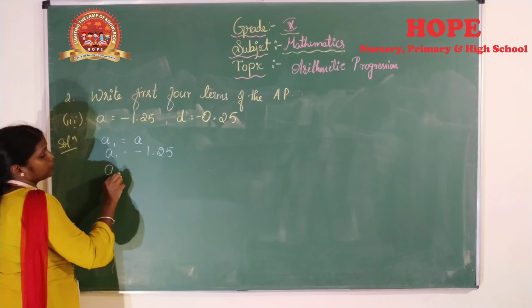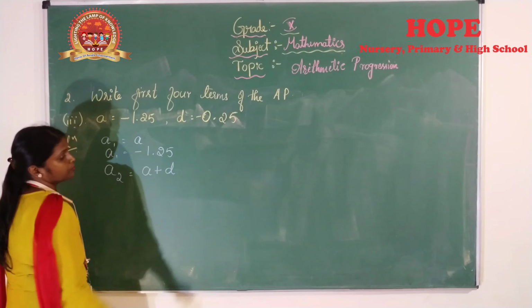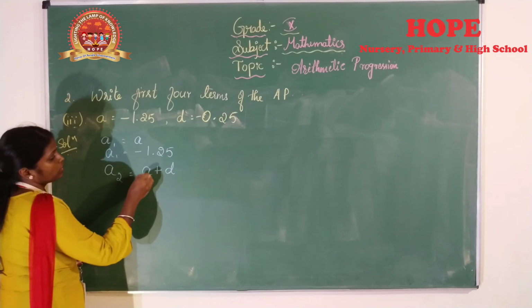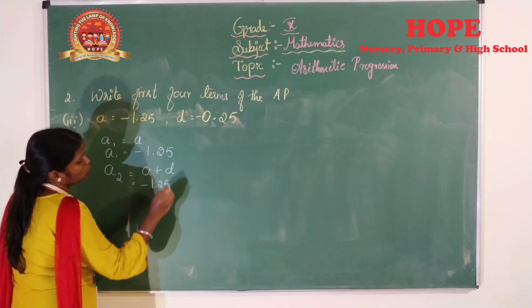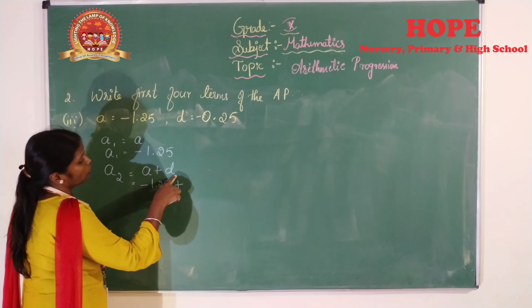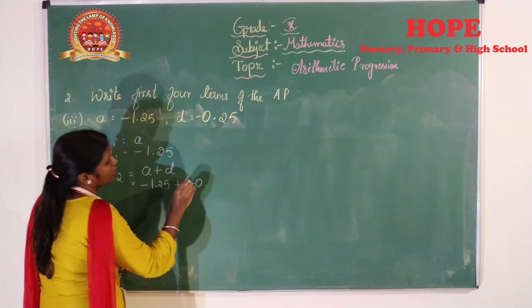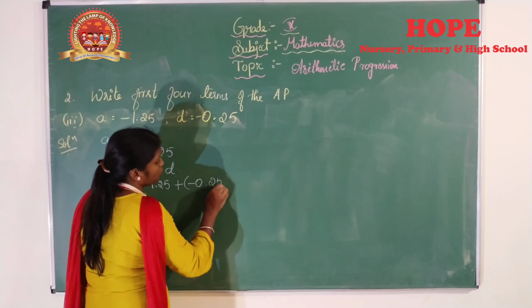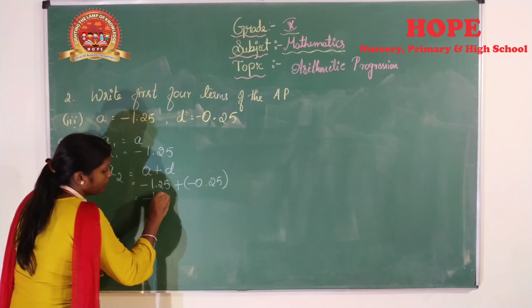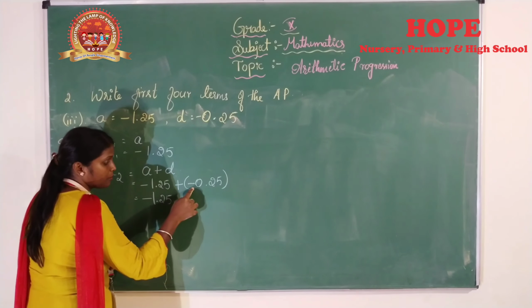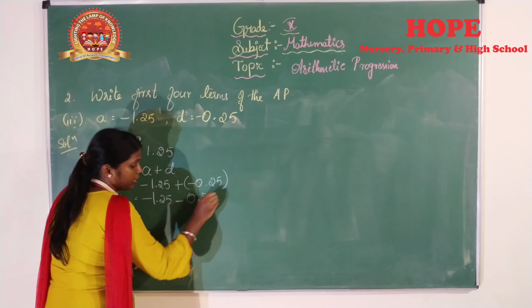Now A2. A2 is equal to A plus D. What is the value of A? Minus 1.25 plus the value of D is minus 0.25. Okay, which will be equal to minus 1.25 plus into minus is minus 0.25.